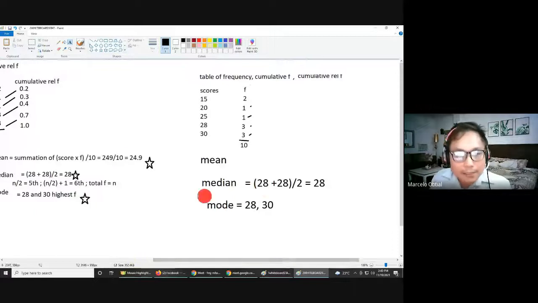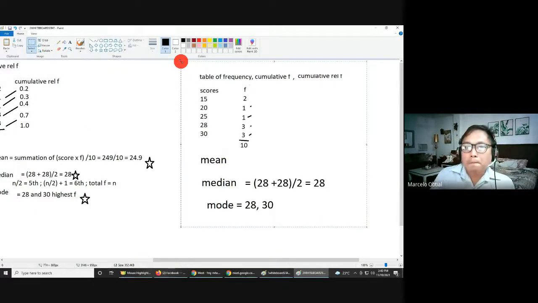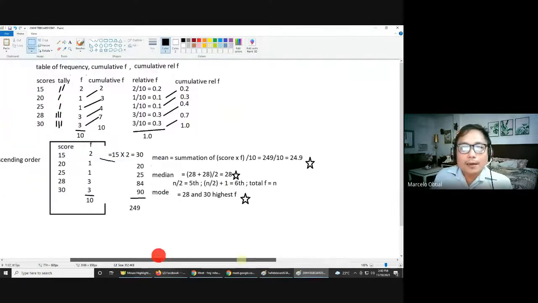Now, since nandito naman ito, class, I will erase na lang, ha? Okay. Now, what if, sir, ang given dito is relative frequency? Can you solve for the mean, median, saka mode? Okay, try natin, class, ha? If, okay, ito lang given, dito na ilagay, I will not erase this, no?